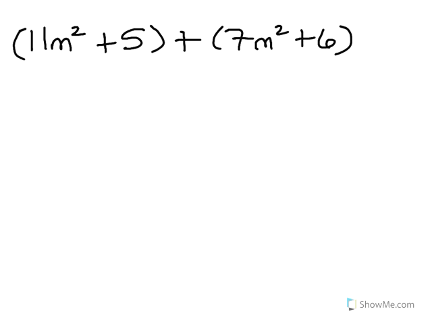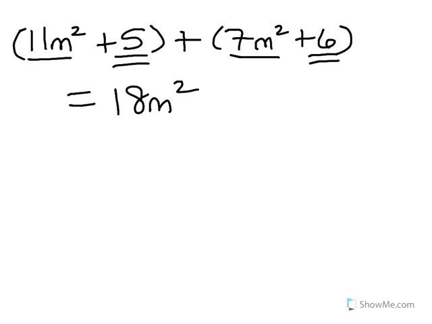I'm glad to report that adding polynomials is a very simple process if you remember your lessons about combining like terms. When you have two addends like these, delineated by the parentheses, you simply match up the terms that have the same degree and make sure that you only add those together. And remember that terms that don't have the same degree can't be added together. So to get this sum, you can add 11m squared and 7m squared to get 18m squared, and then 5 and 6 to get 11.